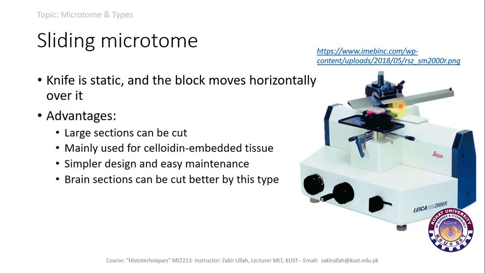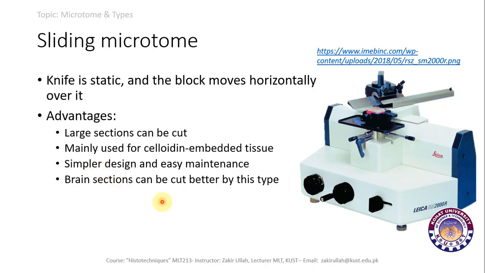Here we can see in this image that this is the block holder. Here the block is placed in it, and above this block the blade is present. The advantages of this sliding microtome are that large sections can be cut with the help of this microtome, and it is mainly used for tissues which are embedded in celloidin, and it has a simpler design, and it can be easily maintained.